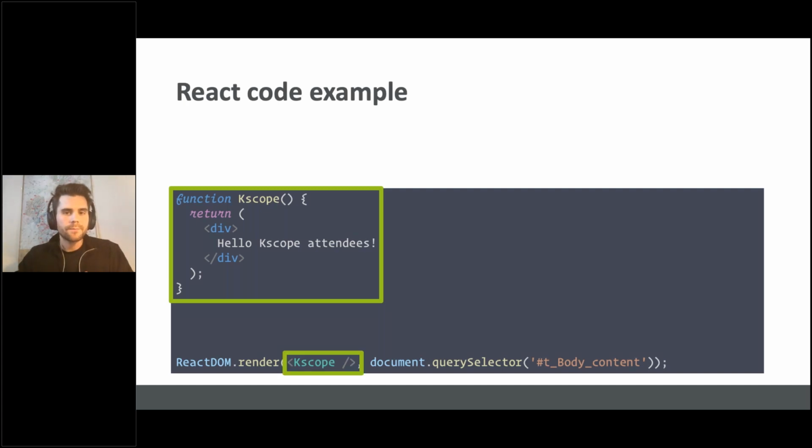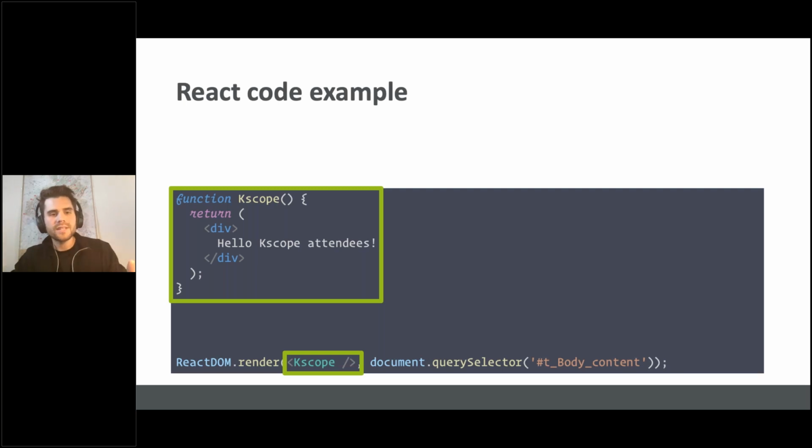So what we're doing here is we're creating a function called kscope that returns, and all it does is it returns a div. A div is the HTML tag that we are returning, and the content of this div is a static text, hello kscope attendees. So because kscope returns HTML like this, we can now use the kscope element, the function, as a HTML tag. So it becomes a custom HTML tag that we can use and render on the page.